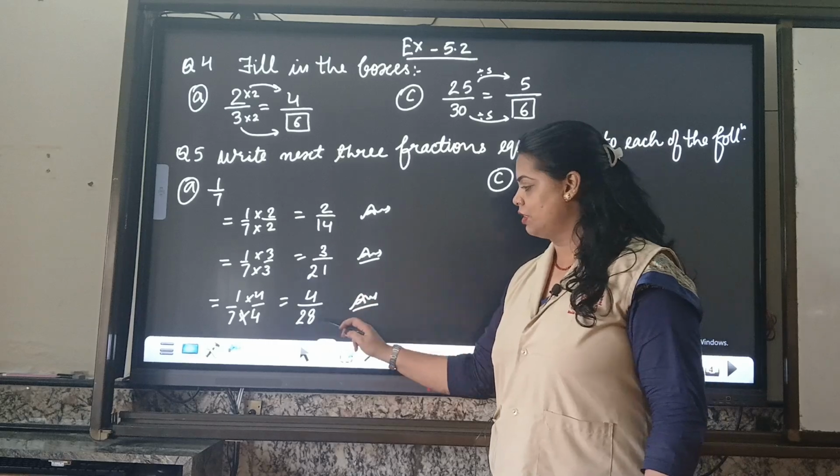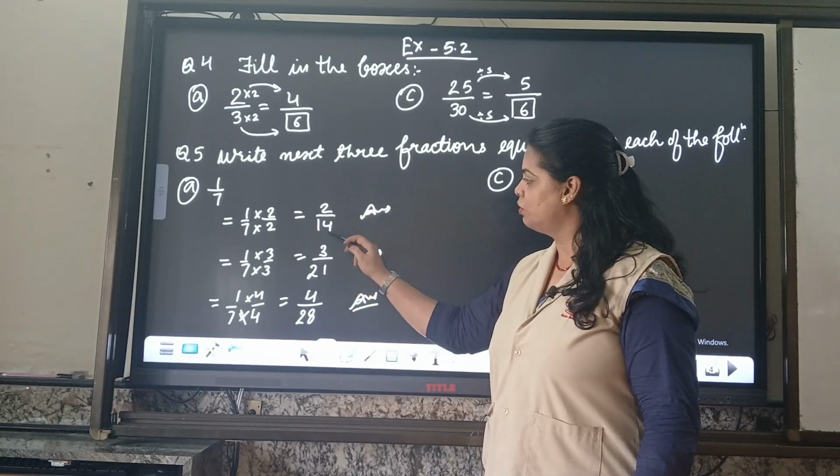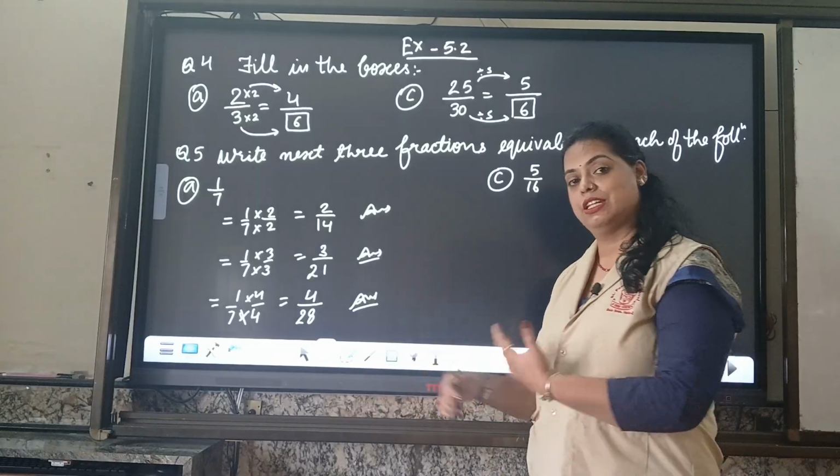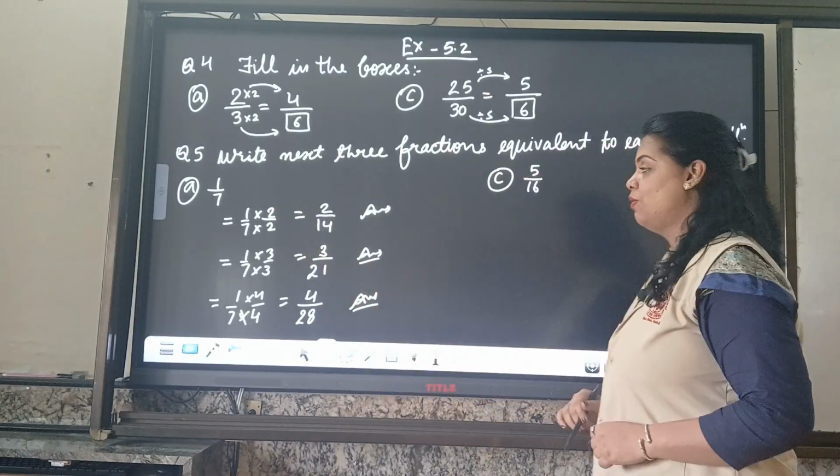These are 3 equivalent fractions and each and every number after reduction will give you 1 by 7. 4 ones are 4, 4 sevens are 28, 3 ones are 3, 3 sevens are 21 and 2 ones are 2, 2 sevens are 14. Each and every number again is converting itself into 1 by 7. These 3 are the answers for the equivalent fraction.